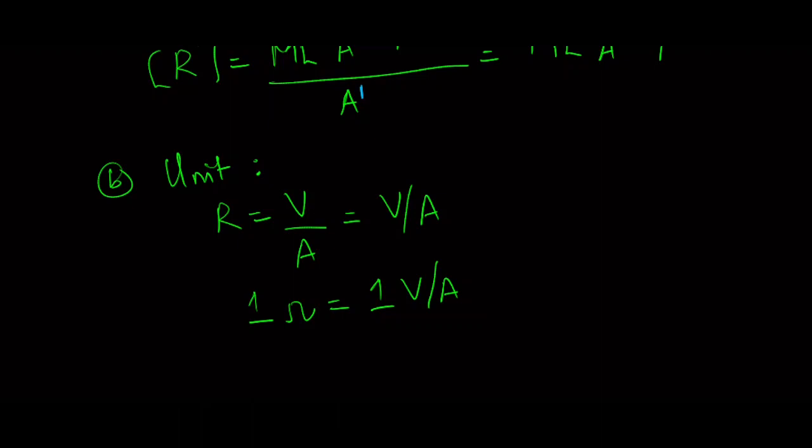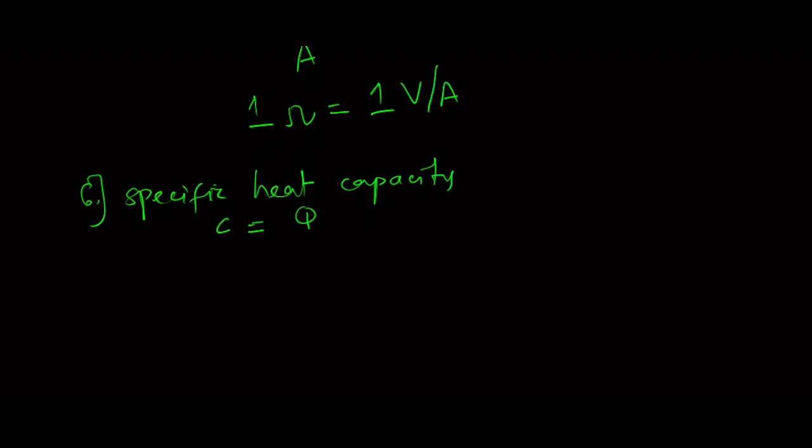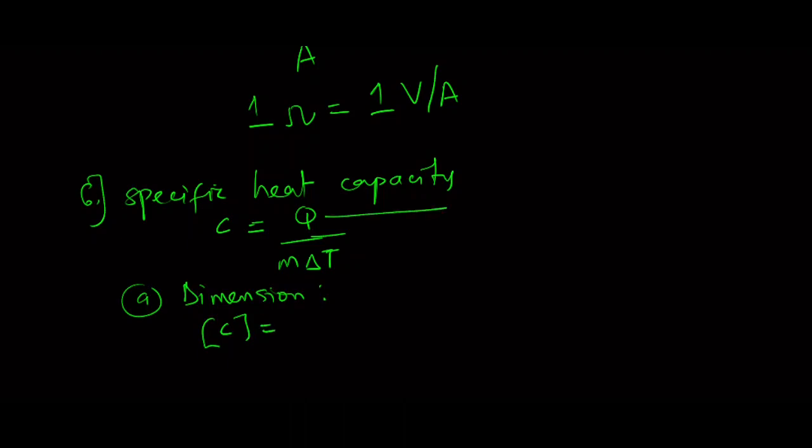So the last one is specific heat capacity, number 6. You can feel free to pause the video to try this as well. The symbol is c equals Q over m change in temperature. So let's work out the units and the dimension. Like I've said, square brackets indicate dimension in physics. So this represents heat energy.